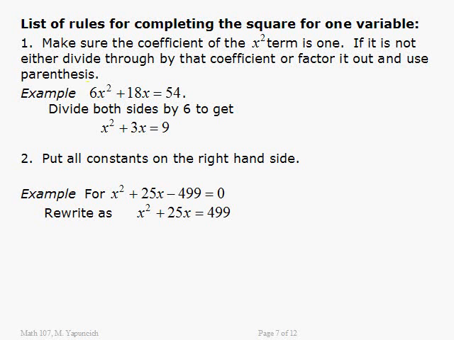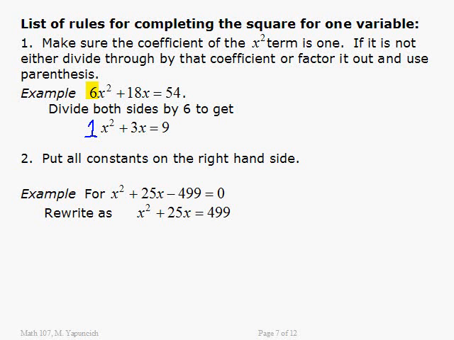If we have a coefficient of x that is not 1, we divide the equation by whatever that number is, so that the coefficient of x is the invisible 1. Here we had 6x squared plus 18x equals 54. Dividing everything by 6, we get x squared plus 3x equals 9.